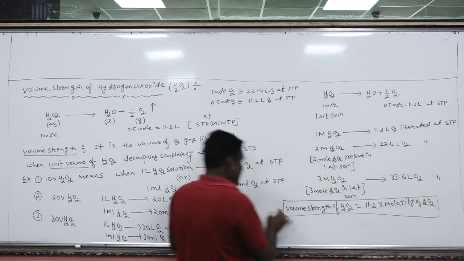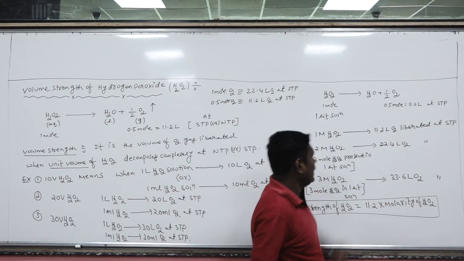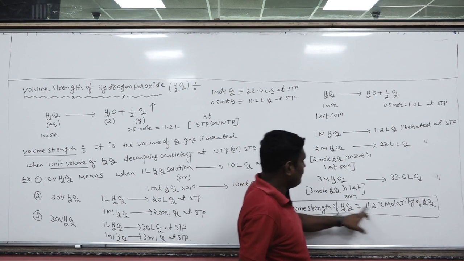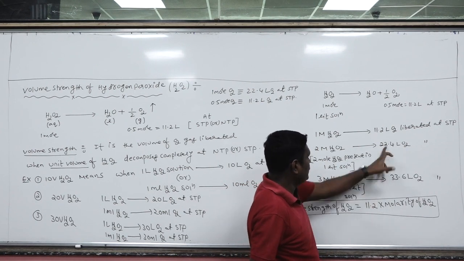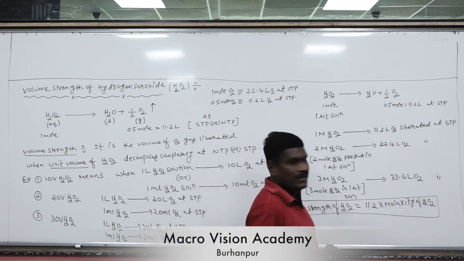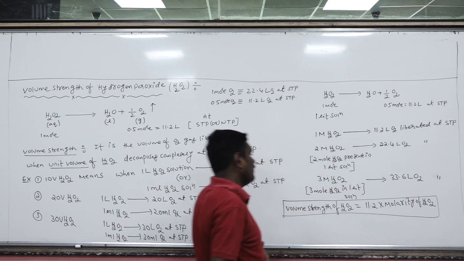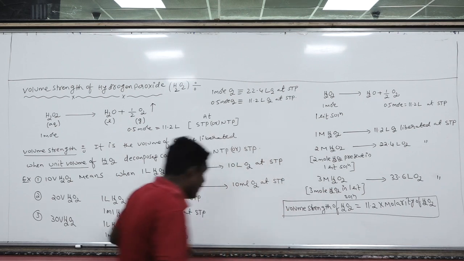What is the volume strength of hydrogen peroxide? 11.2 multiplied by the molarity. If a 1 molar solution is there, 11.2 into 1. If a 2 molar solution is there, 11.2 into 2. If a 3 molar solution is there, 11.2 into 3. Okay, so this is the volume strength of hydrogen peroxide. And one more important thing here.